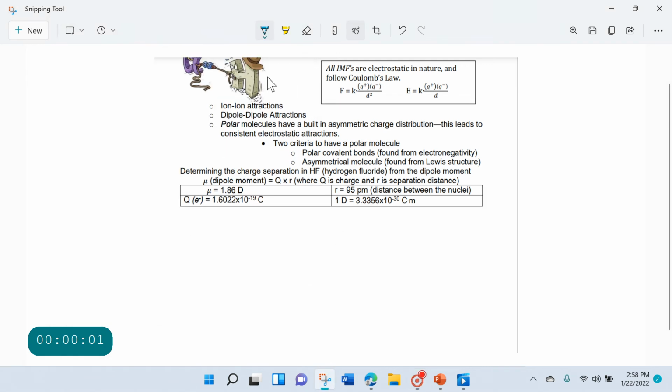Okay, I'm going to try to get through this in less than 10 minutes for you. But in this equation, they were asking you to determine the charge separation in hydrogen fluoride from the dipole moment.